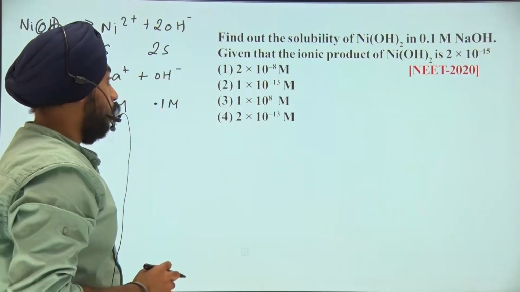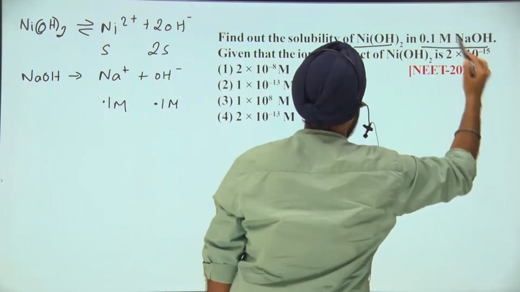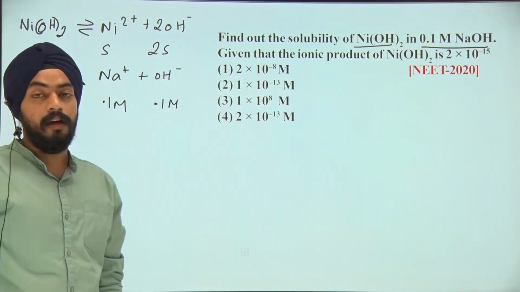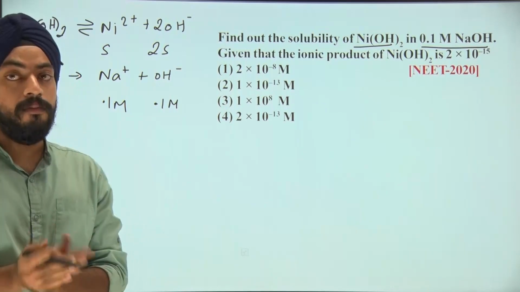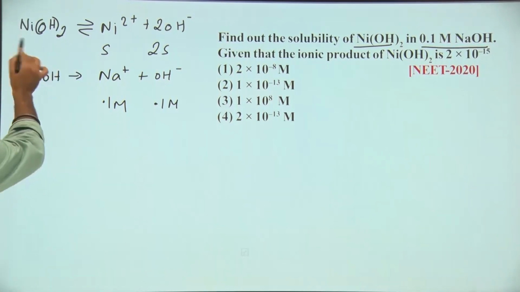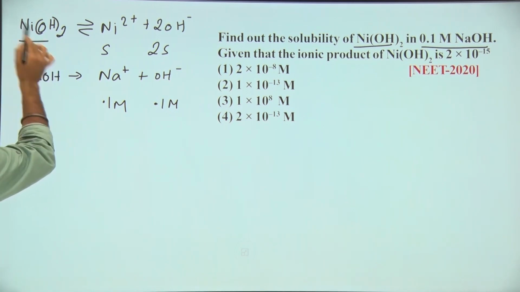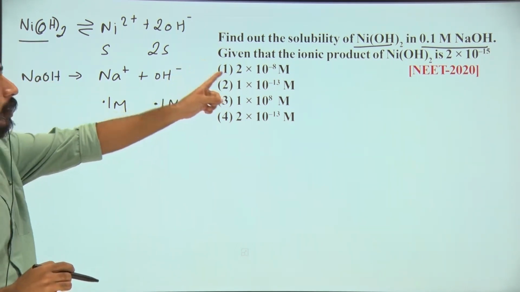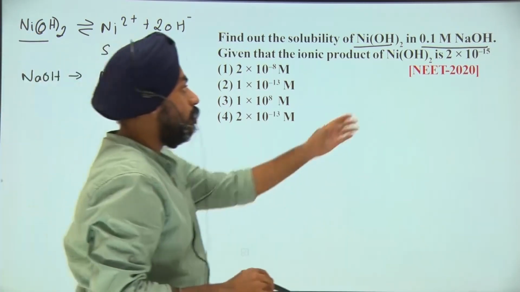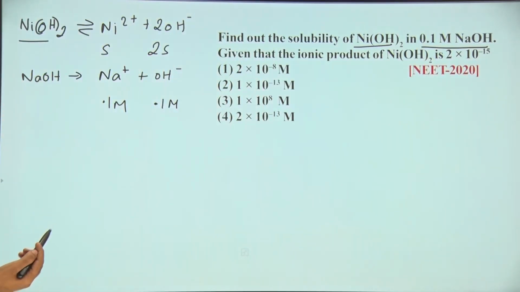Clear? Students, our question is, find out the solubility of Ni(OH)2 in 0.1 molar NaOH, given that the ionic product of Ni(OH)2 is 2 into 10 to the power of minus 15. Students, this question is from the Ionic Equilibrium chapter, and it's a very easy question. For Ni(OH)2, we have been given the ionic product, so it is a sparingly soluble salt because the ionic product, that is Ksp, is very, very small. NaOH is a fairly soluble salt.